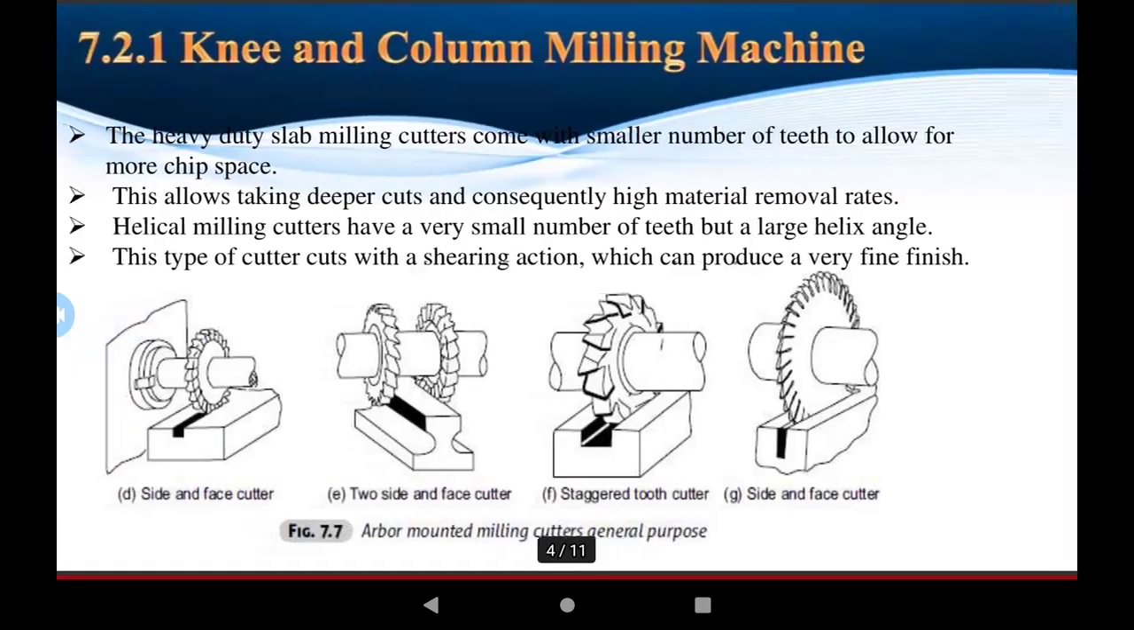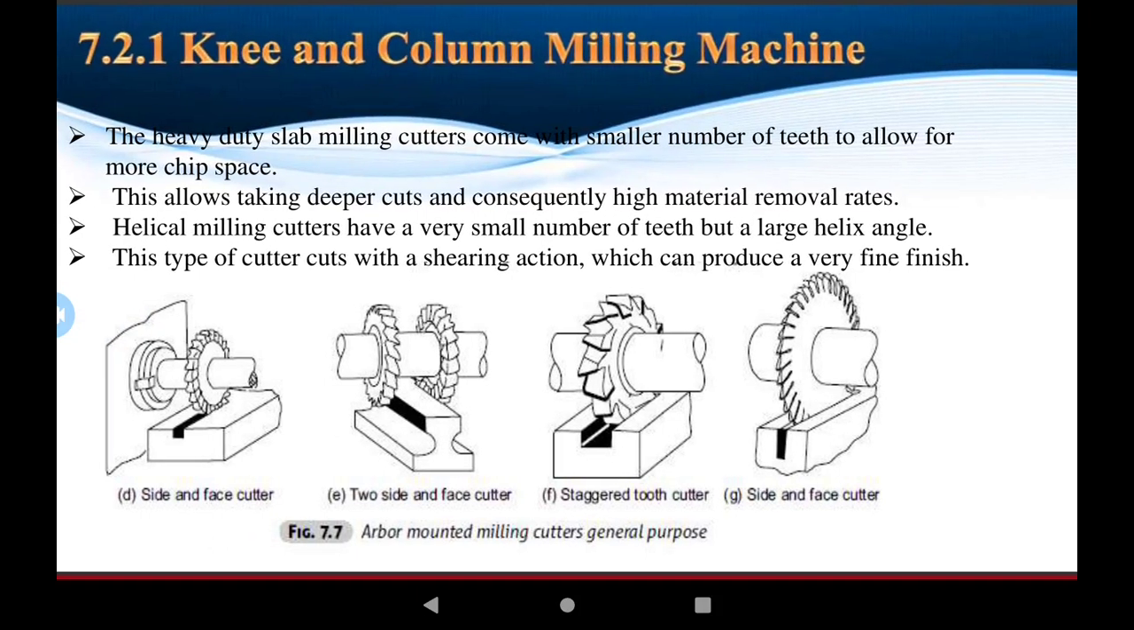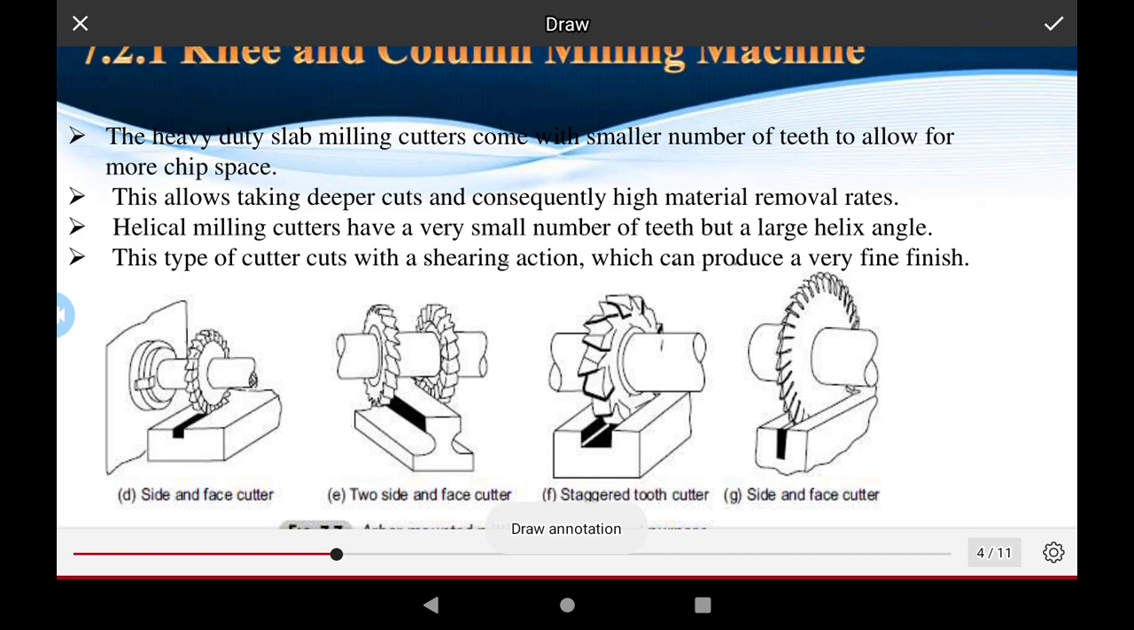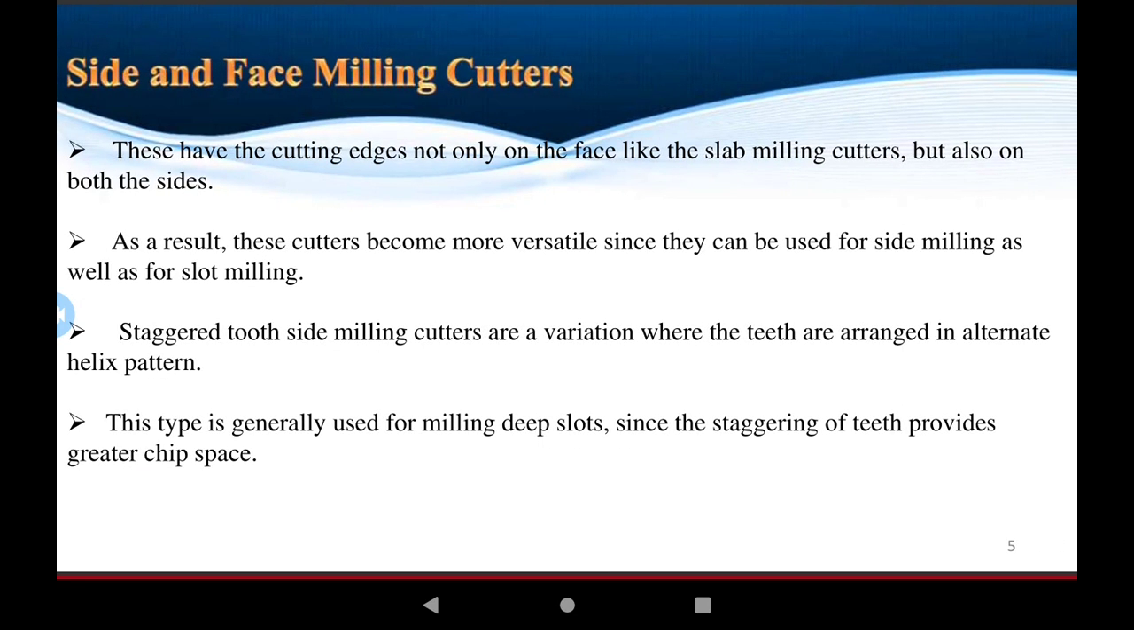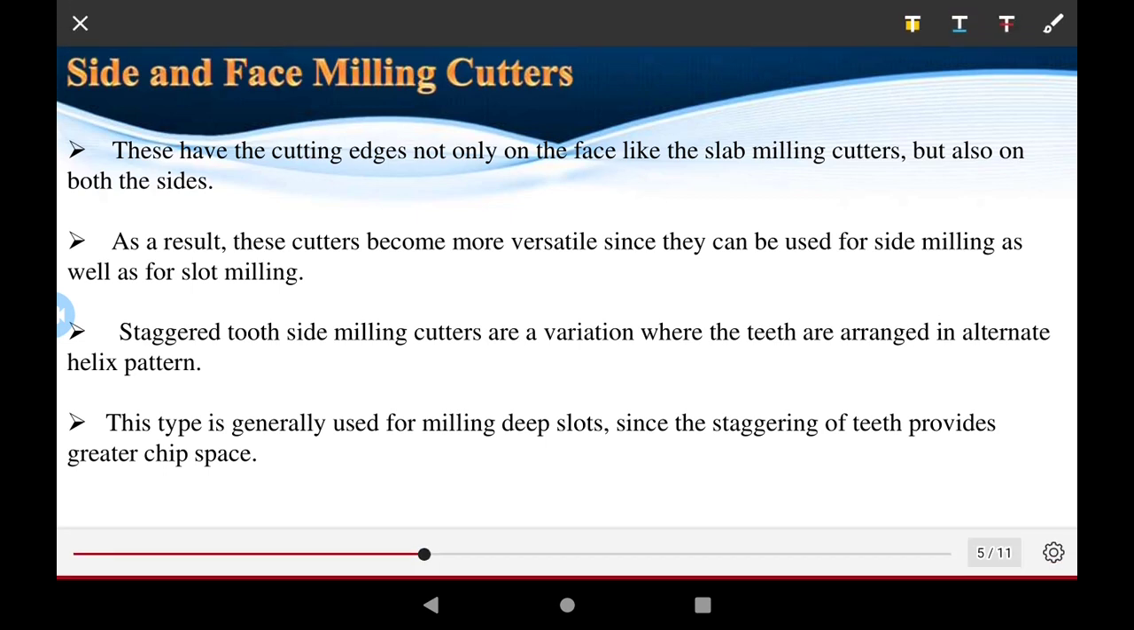The teeth act on the milling wheels, performing on the helix angle designs. This type of cutter is used for milling deep slots, and the straightening of the teeth provides greater chip space. Some of these teeth also perform operations and generate greater chip space.